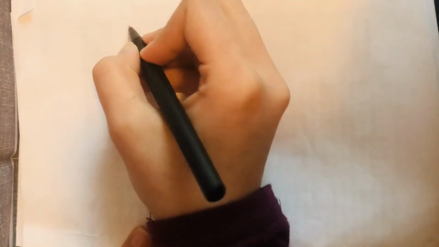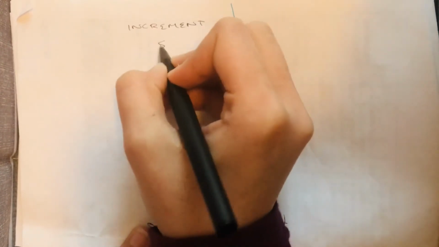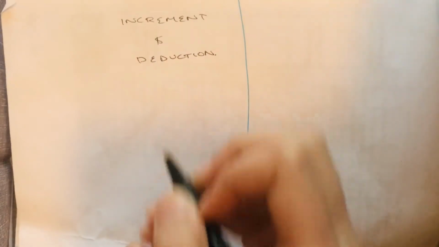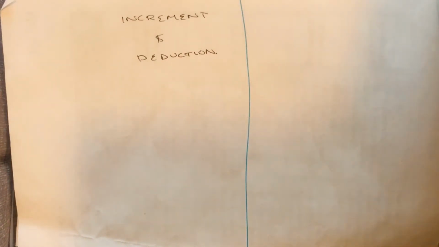So today my topic of discussion is increment and deduction. What is increment? Increment is increasing a quantity by a specific percentage or by a specific number. And deduction is the opposite. It means reducing something or decreasing something by a specific quantity or percentage.